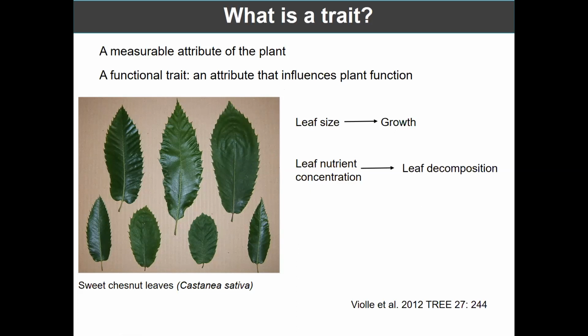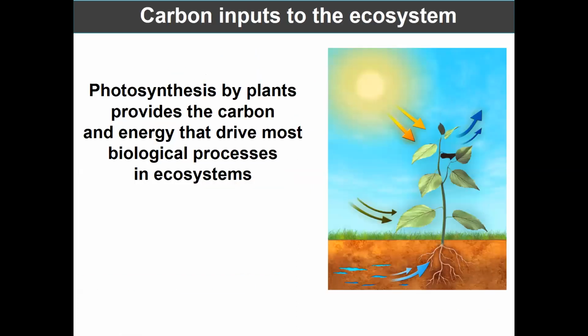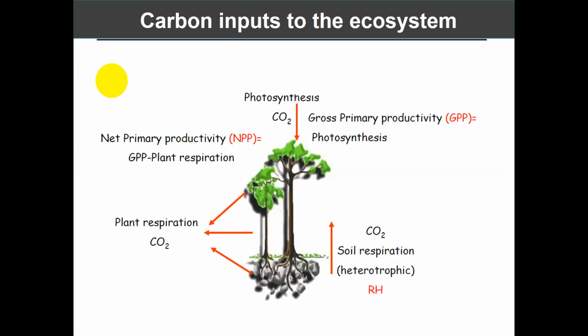So to understand how all this variation among plants affects ecosystem processes, we study how this variation in traits affects photosynthesis, which is the most fundamental ecosystem process related to carbon capture. So photosynthesis by plants provides the carbon and energy that drive most biological processes in ecosystems. And I'm going to show you how photosynthesis affects the carbon cycle within the plant.